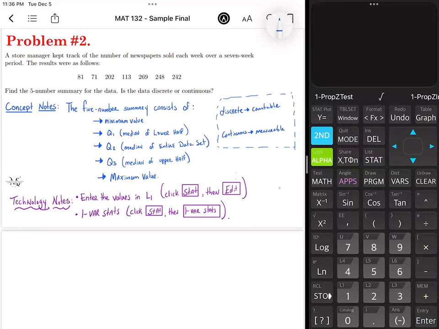So I have some conceptual notes, and then I have some technology notes underneath. The concept notes is that the five-number summary consists of the following, in order: the minimum value, Q1, Q2, Q3, and the maximum value. Q2 is, on the TI-84, we call that the median overall. So MED is the median of the entire data set, whereas Q1 would be the median of the lower half, and Q3 is the median of the upper half.